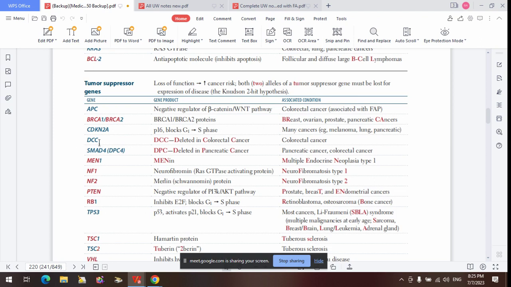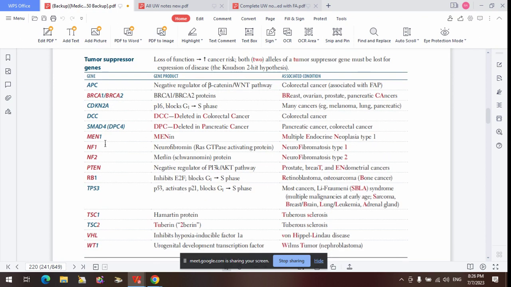Then we also have another tumor suppressor gene, the DCC, deleted in colorectal cancer gene. It's one of those genes that triggers apoptosis, just like DPC, deleted in pancreatic cancer. So DCC can cause colorectal, DPC can cause both pancreatic and colorectal. Both of them are involved in triggering apoptosis, so that abnormal cells can die. So any tumor that acquires deletion of DCC and DPC cannot undergo apoptosis. They will live forever and develop into cancer.